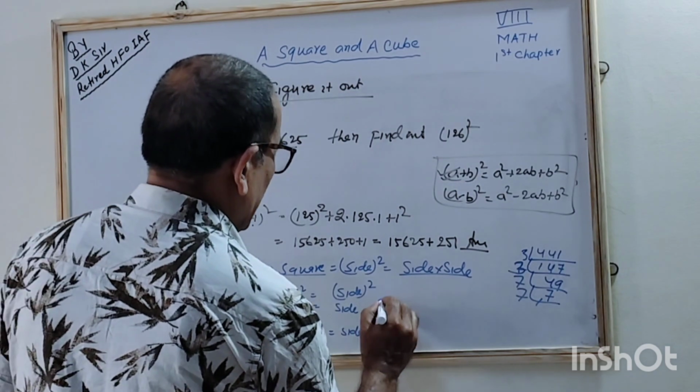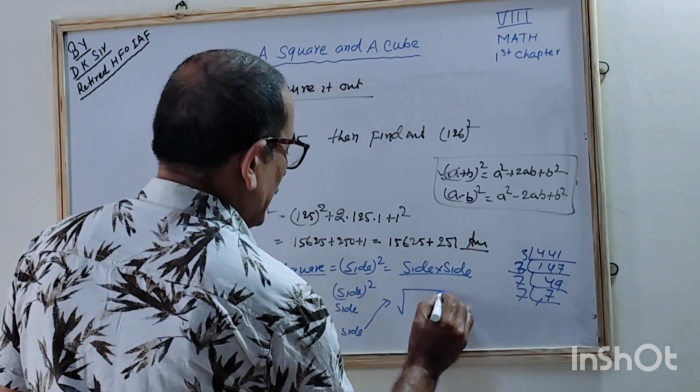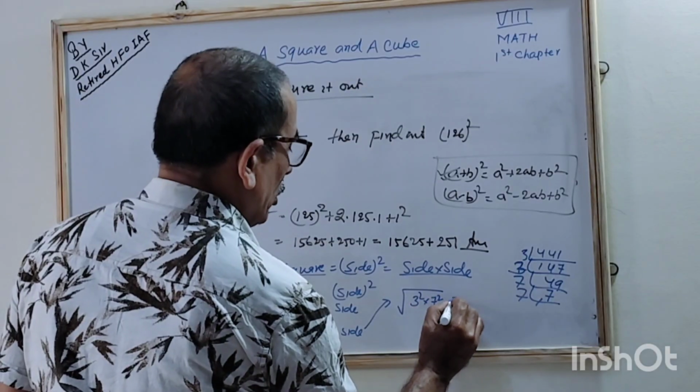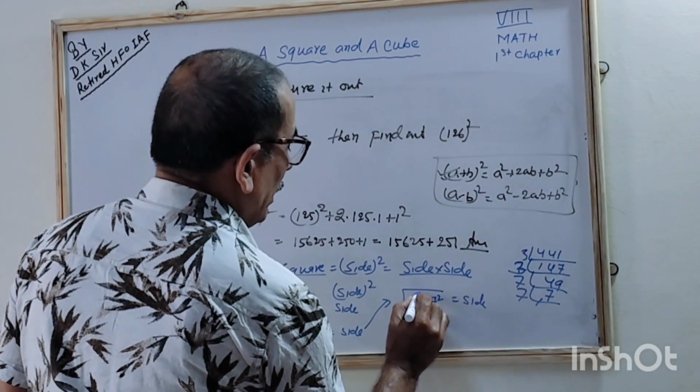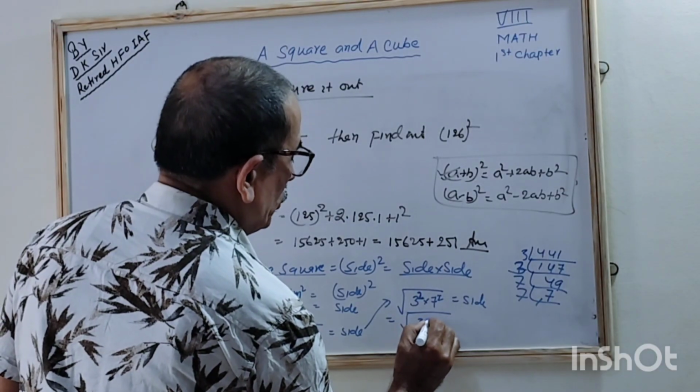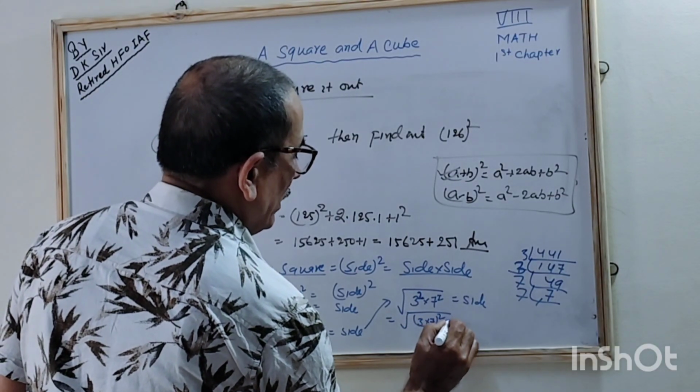So how can you write it? You can write it like this: the 3 square into the 7 square is equal to the side squared. Correct? When the powers are equal, you can write it like this: 3 into 7, the square will be the side.